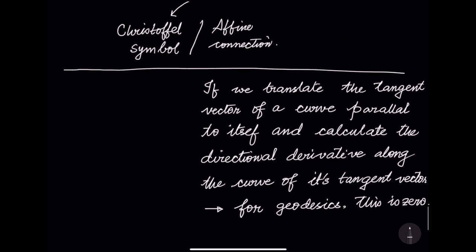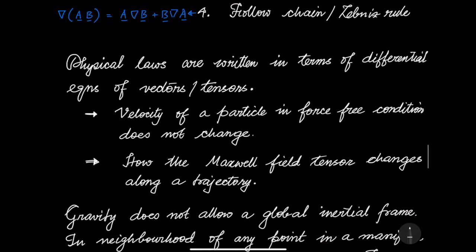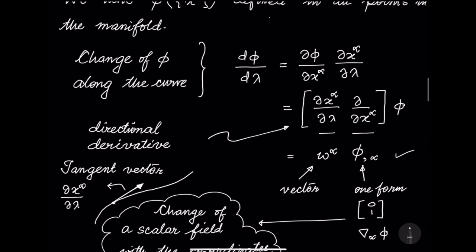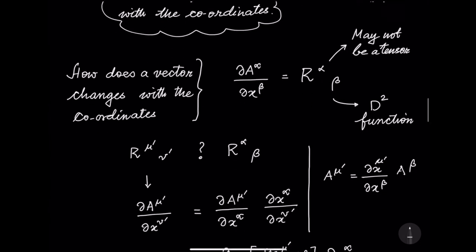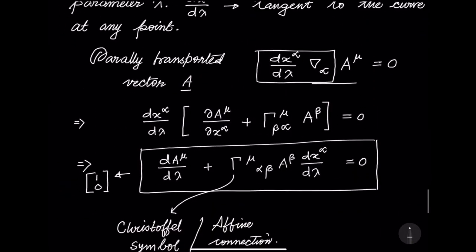Okay, so what was the directional derivative? Let's go back. So this is the directional derivative in this case. We defined it earlier. In case of the scalar, remember that this was the directional derivative for a scalar, and here del x alpha for a vector has to be replaced by the covariant derivative. So this is the directional derivative here.